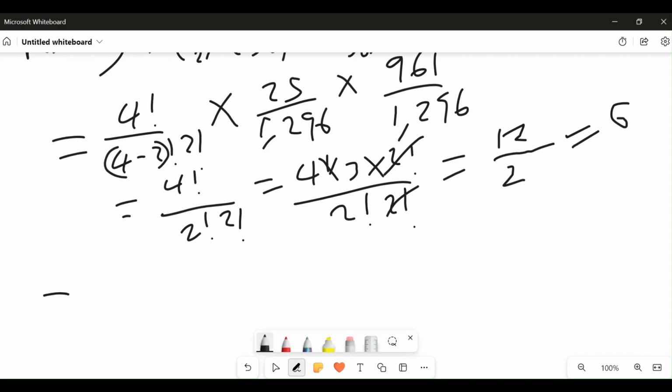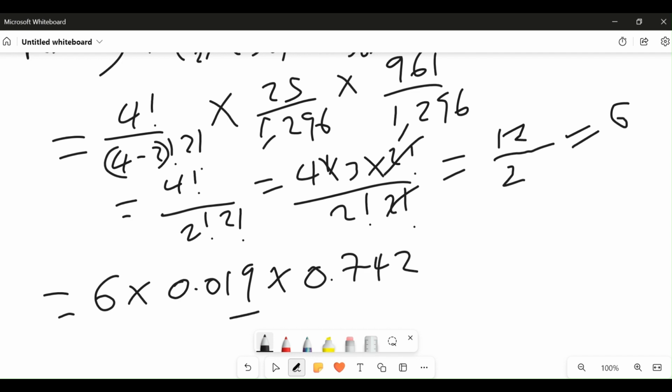So we have 6 times, what is 25 divided by 1296? 25 divided by 1296 will be 0.019. Also times, what is 961 divided by 1296? That will be 0.742.